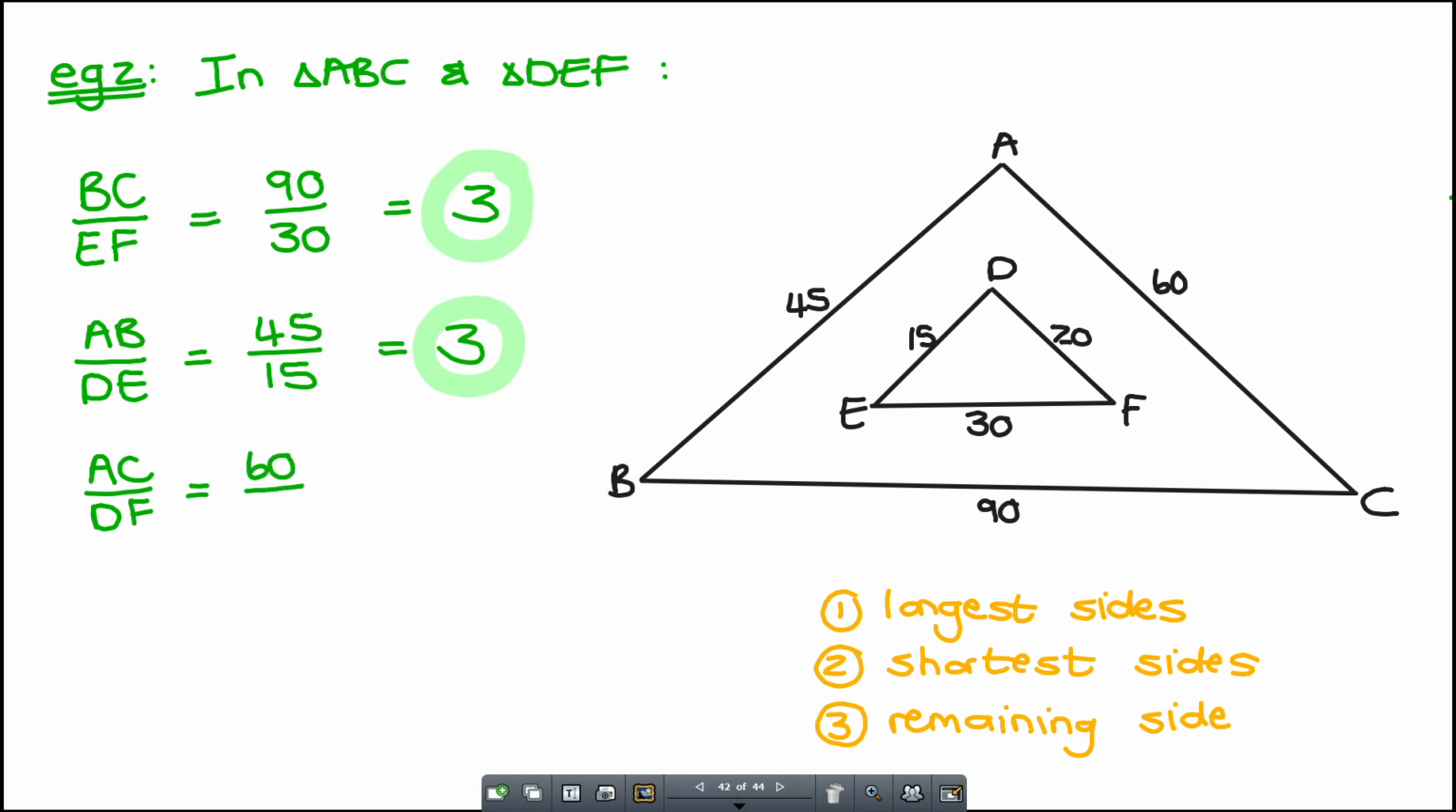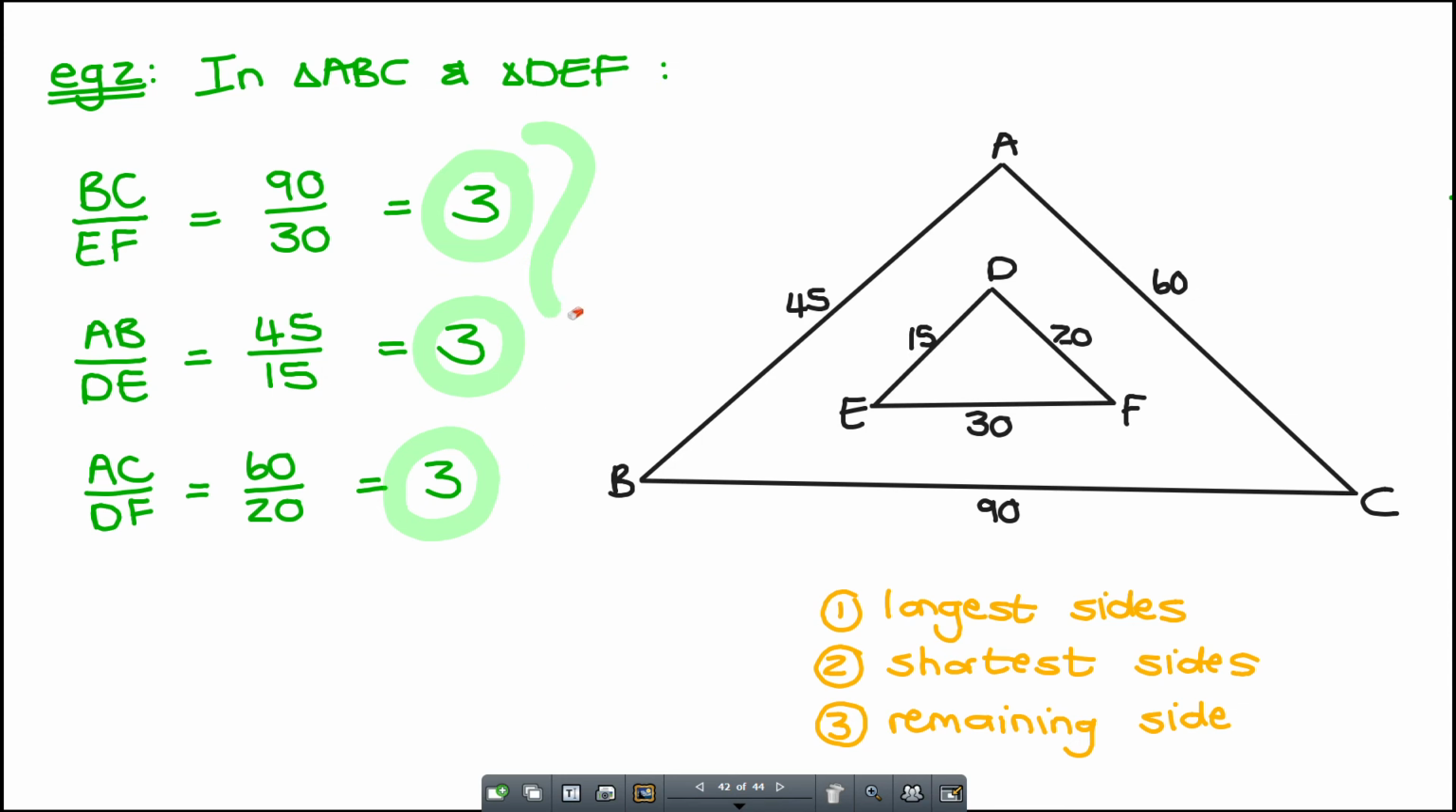And DF was 20. And that simplified gave me 3. And again, we end up with a 3. Only when these 3 are the same are these 2 triangles similar, because it means that the small triangle enlarged by 3 will give me the big one. Or the other way around, the big triangle reduced by 3 times will give me the small triangle. Does that make sense?